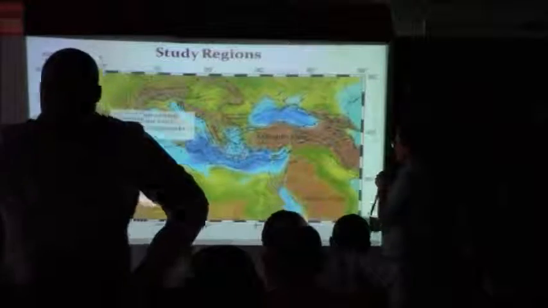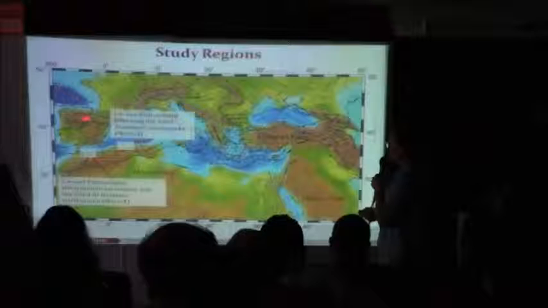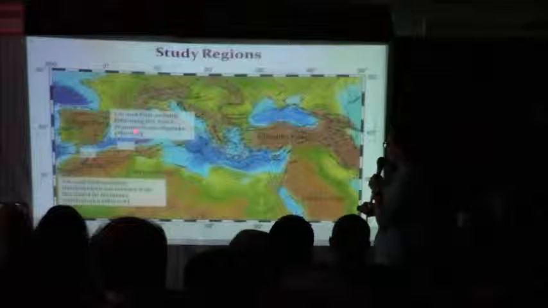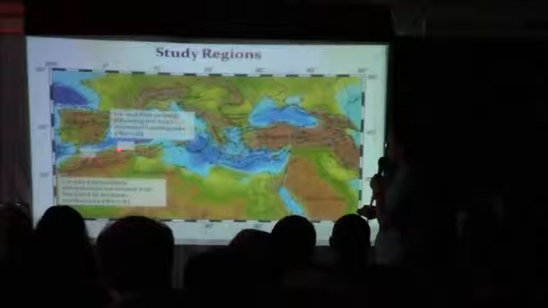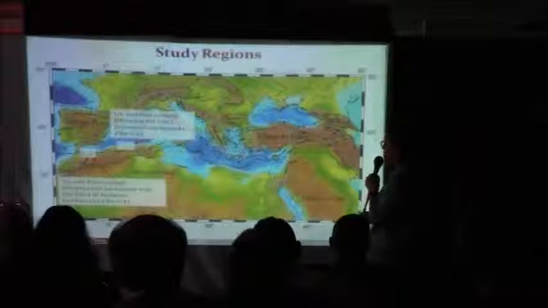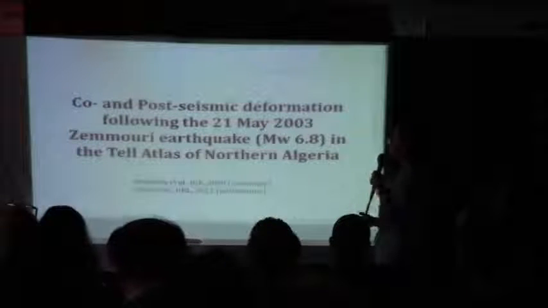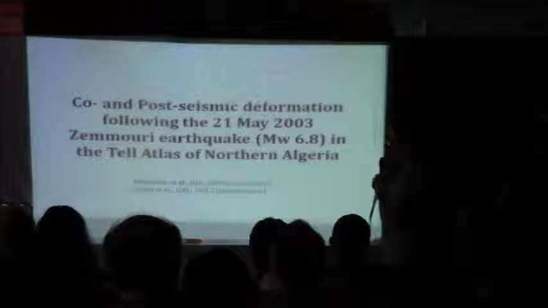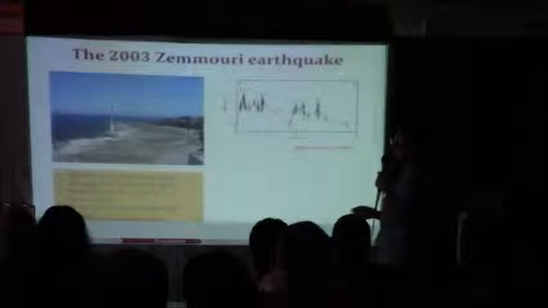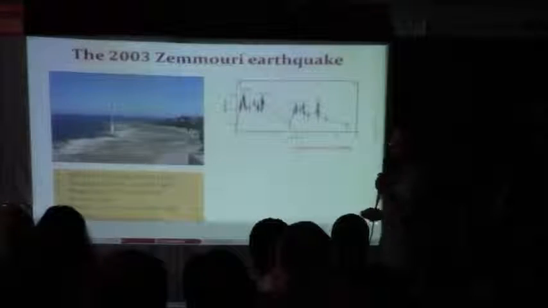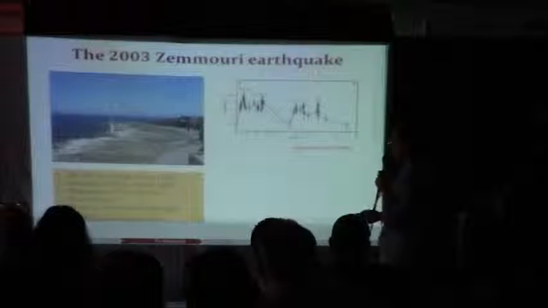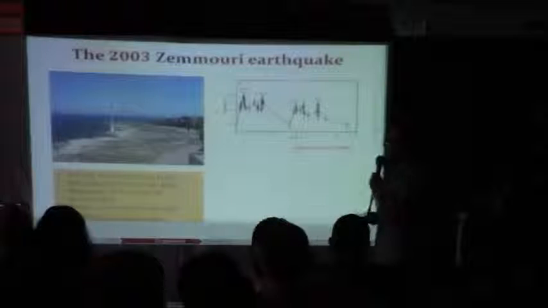Here are the regions that we worked on: North Anatolia, North Africa, the 2003 Zemmouri earthquake in Algeria, and the other one is the 2004 Al Hoceima earthquake. I will start with the 2003 Zemmouri earthquake. This earthquake was interesting because it took place on an offshore fault and affected a large region along the coastline, and it also caused a tsunami.